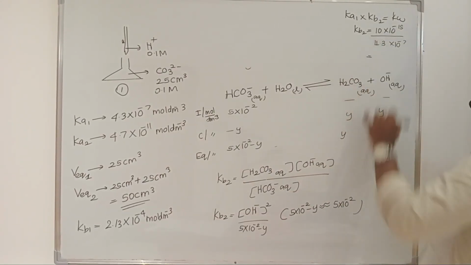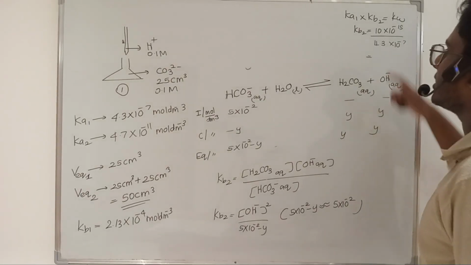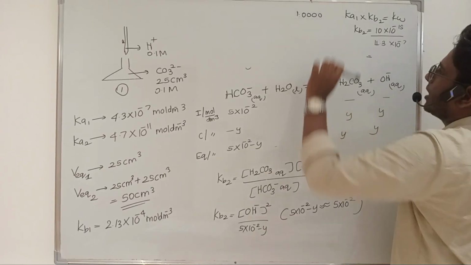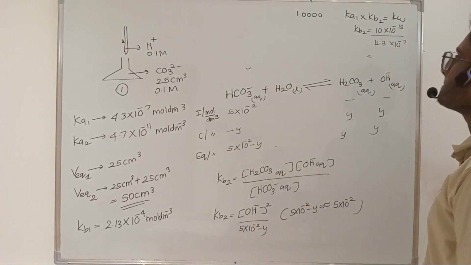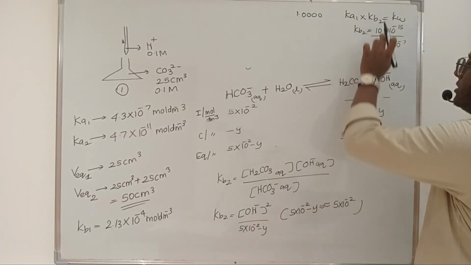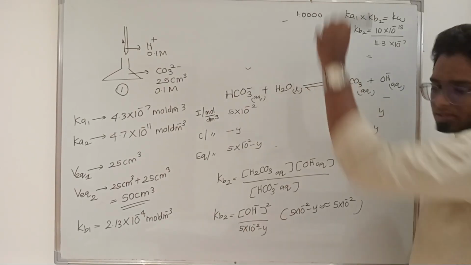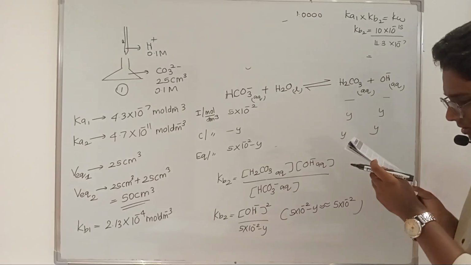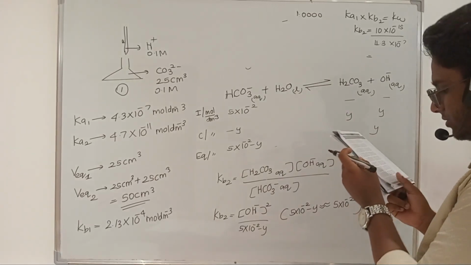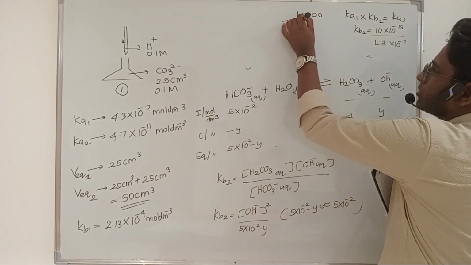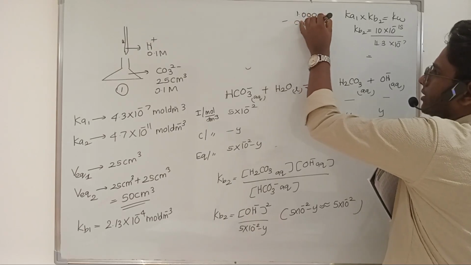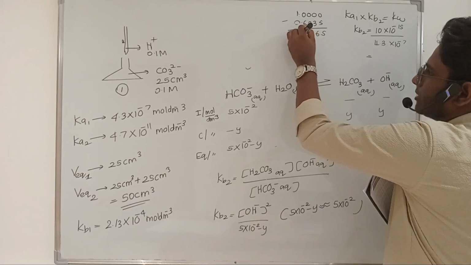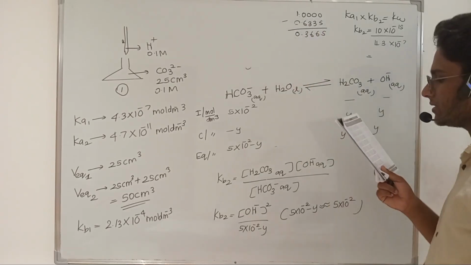So using log tables, you have to solve this. The log value of 10 is 1.00. And the log value of 4.3 is 0.6335, since log division means log subtraction, so you have to subtract. If I subtract, I get 0.5665. So what is the antilog of this? 3.665.